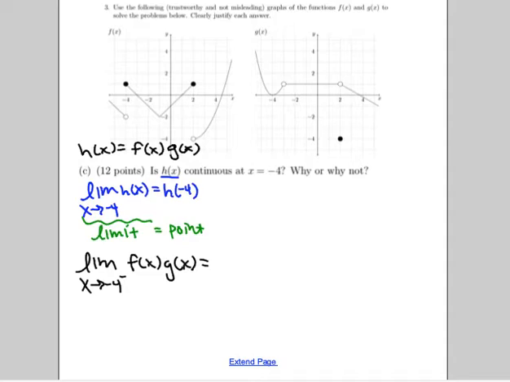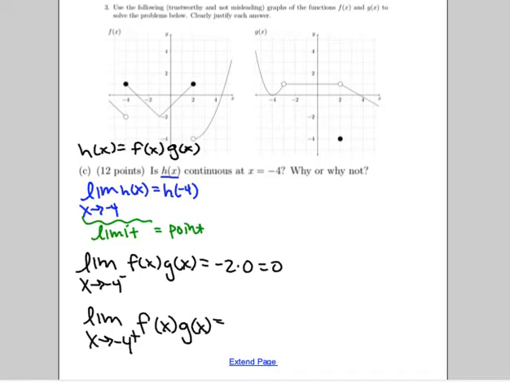Okay. So here's -4 for our f of x. From the left, we would get -2 times our g of x as we approached -4, 0. So we got 0. Then we got our limit as x approaches -4 from the right. It's f of x times g of x equals. So I do my f of x as we approach -4 from the right. That gives me 1 times g of x from the right as we approach -4. That gives you 0.